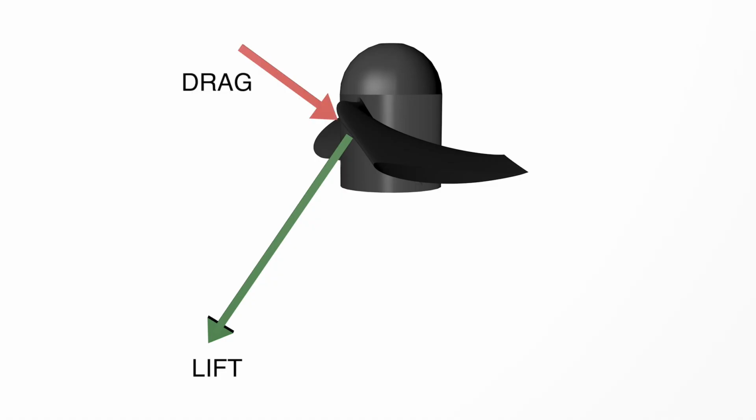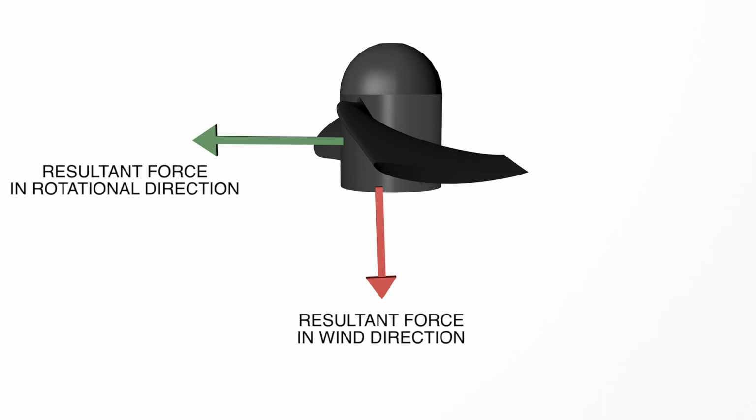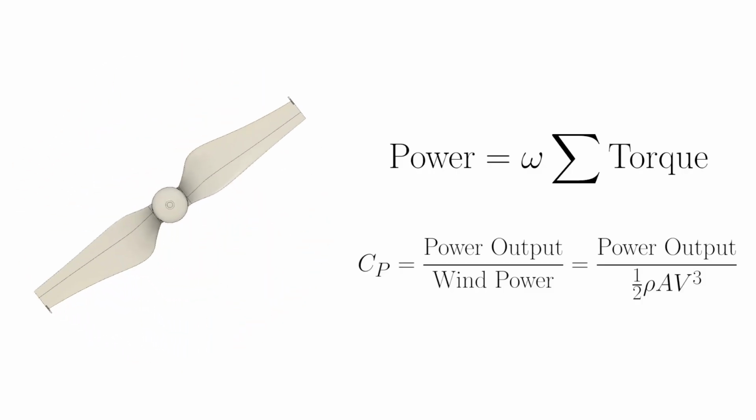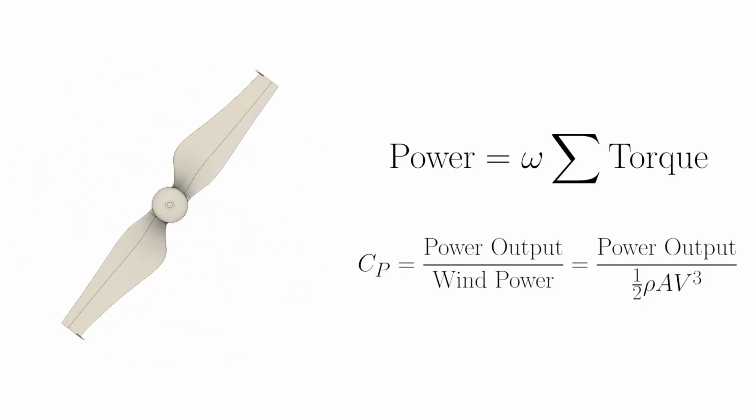Lift and drag were calculated for each position of the blade. Given this, the resultant force at each point of the blade was calculated and resolved in the wind and rotational direction, which allowed for total torque calculation. Power output and CP were calculated using the torque produced by each section.